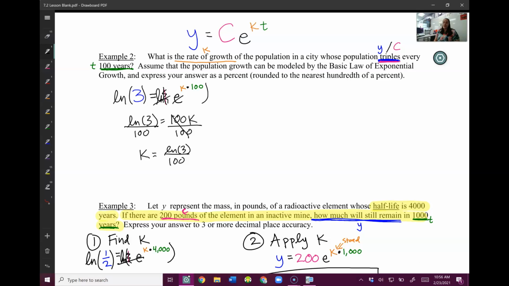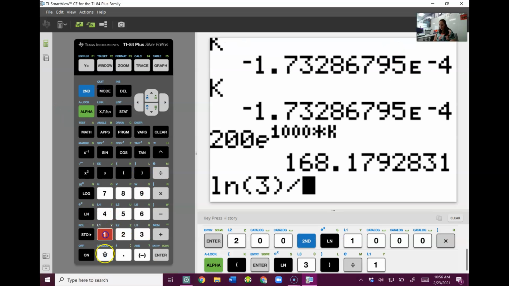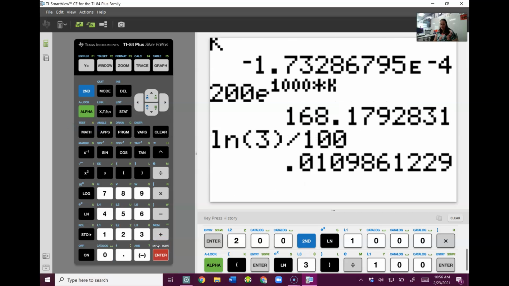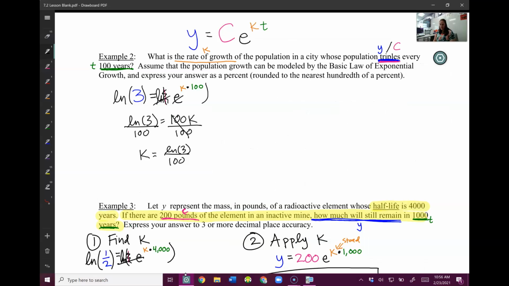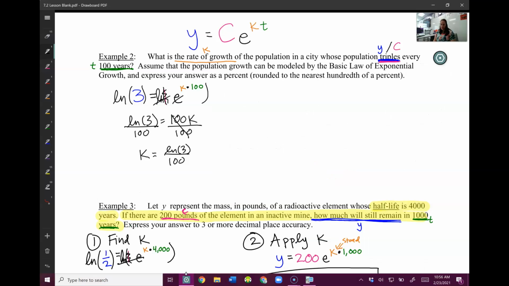Now, I don't need to store k this time because I don't need to apply k. This is my final answer. So I'm going to type this in, ln of 3 divided by 100. That's what I get. And it says express your answer as a percent. So I need to take this answer and move it 2 over to get a percent. So I got 1.098%.